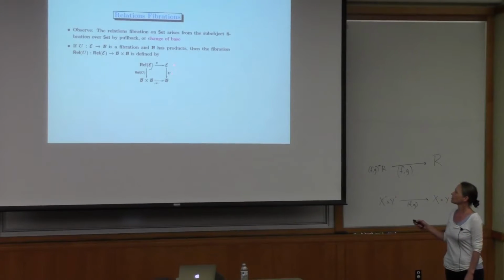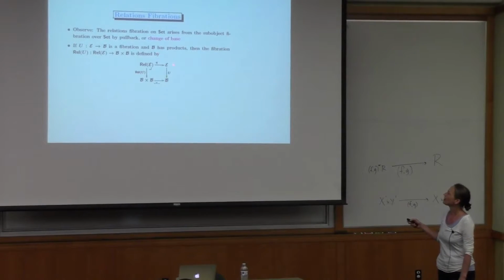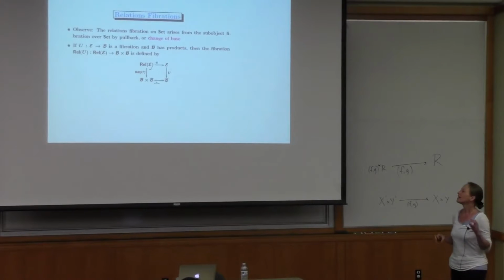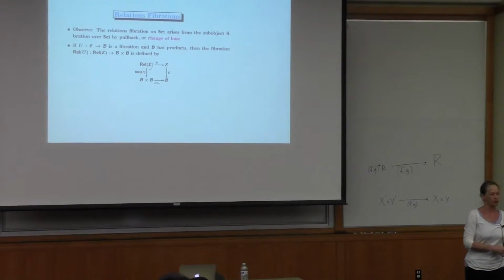So here's my original fibration U going from E to B. So here's my total category, here's my base category. I can make a new fibration by pullback. So I'm pulling back U along this times functor, and I get something over here, right? This is the pullback. Remember, a pullback is like this object with these two projections. Remember that from last time? Okay, so I'm going to call the thing I get here Rel E. So don't think of it as Set relations, although that is an instance.